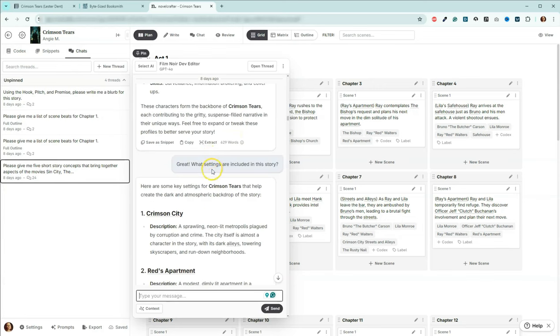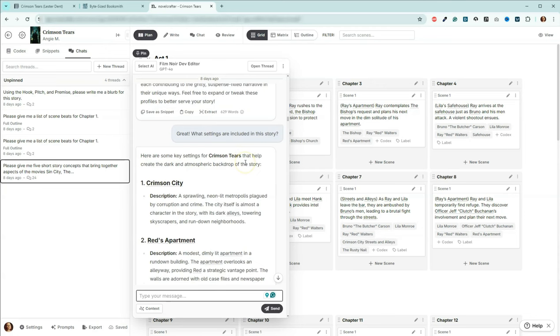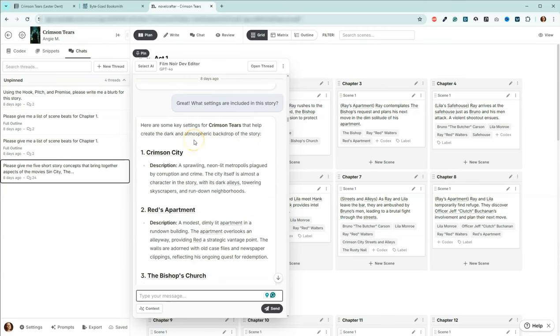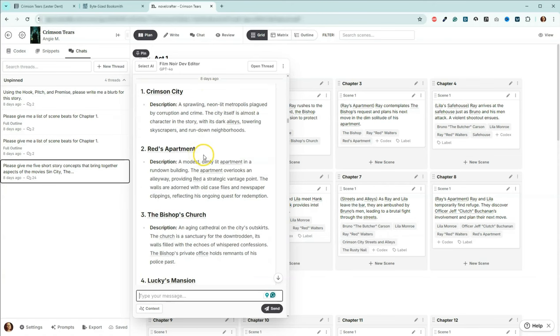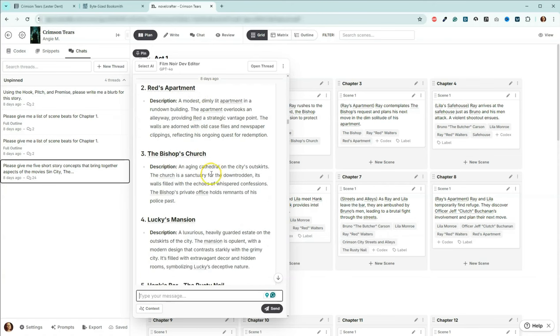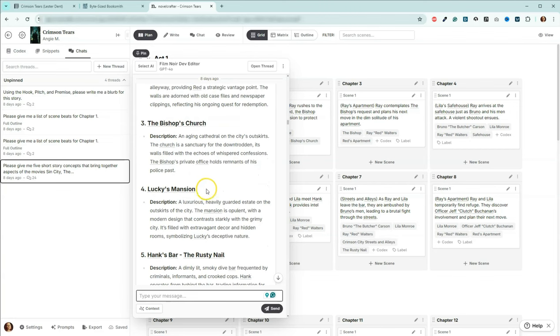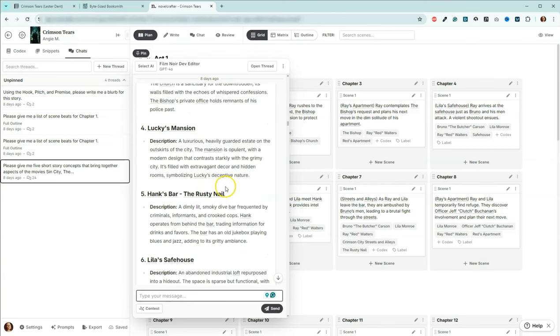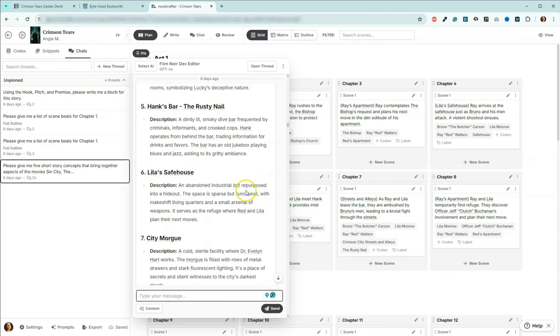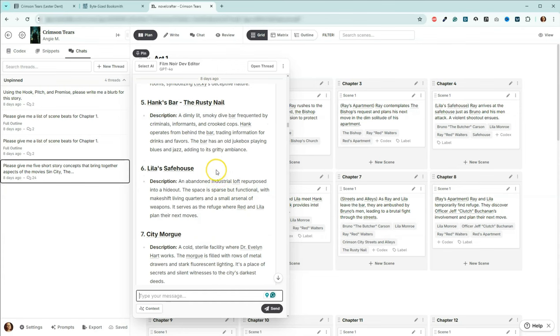So then what settings are included in the story? What are the places that this story is going to take place? We've got the city, which is called Crimson City, hence Crimson Tears. We've got Fred's apartment, the Bishop's Church, Lucky's Mansion, Hank's Bar, which is called the Rusty Nail, the safe house that Lila was staying in.